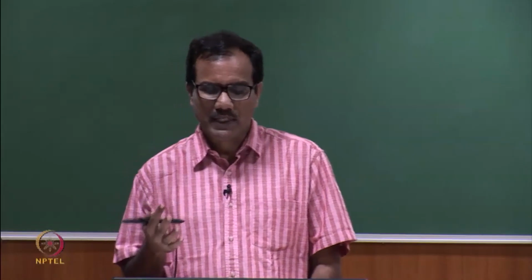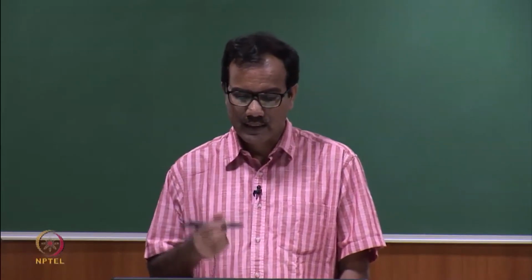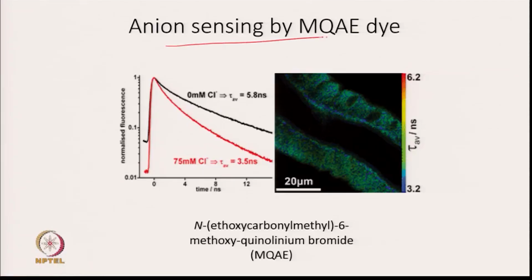I will give you some applications of the lifetime measurement, and this is your anion sensing by MQAE dye. MQAE is basically N-ethoxycarbonyl methyl 6-methoxyquinolinium bromide dye. It is quite sensitive to chloride ion, and here I can show you that in presence of 0 millimolar chloride ion, the lifetime is 5.8 nanosecond, whereas in 75 millimolar chloride ion, it is 3.5 nanosecond.